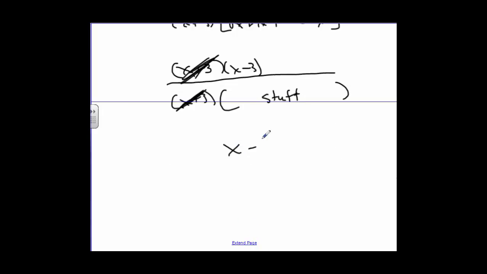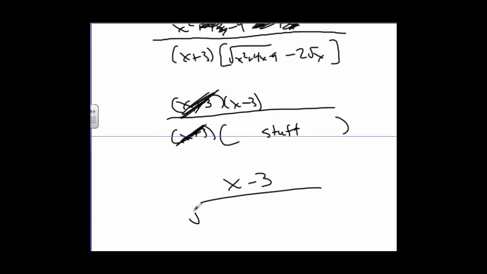So our final answer is x minus 3 on the top, and then that stuff that I just wrote there is this. And I don't see anything more that we can do. We can write this with a 1/2 exponent, but that's about as good as it's got.